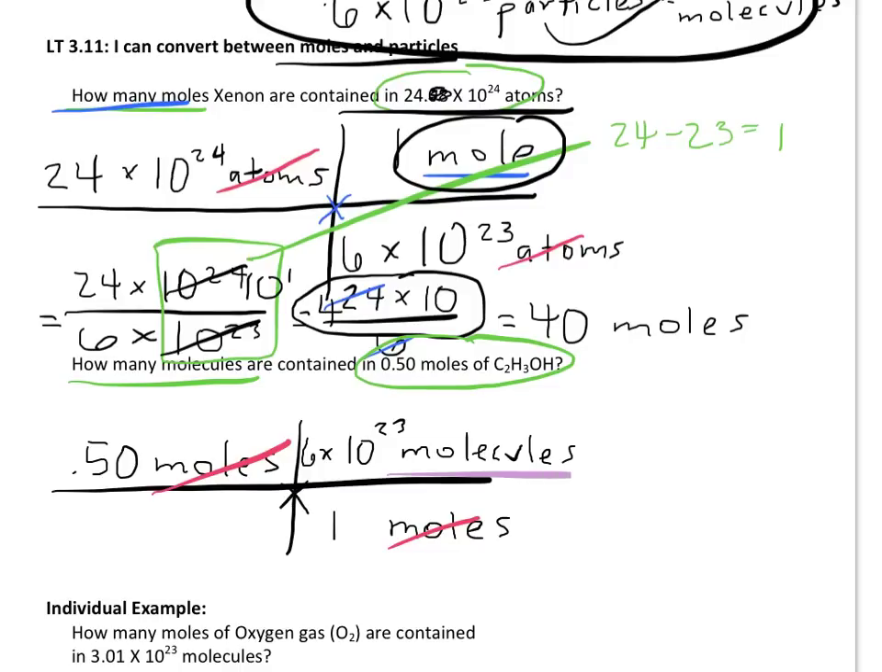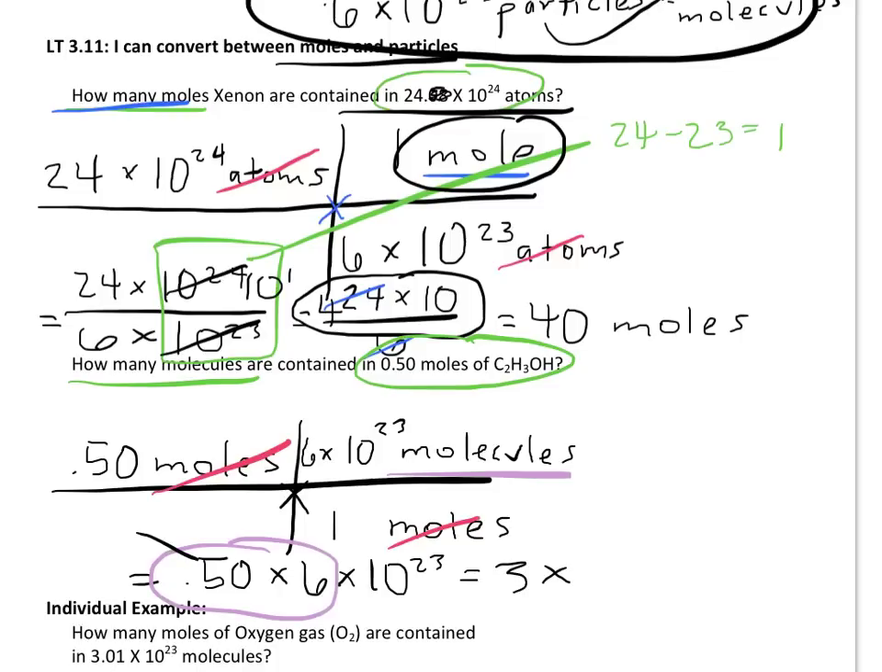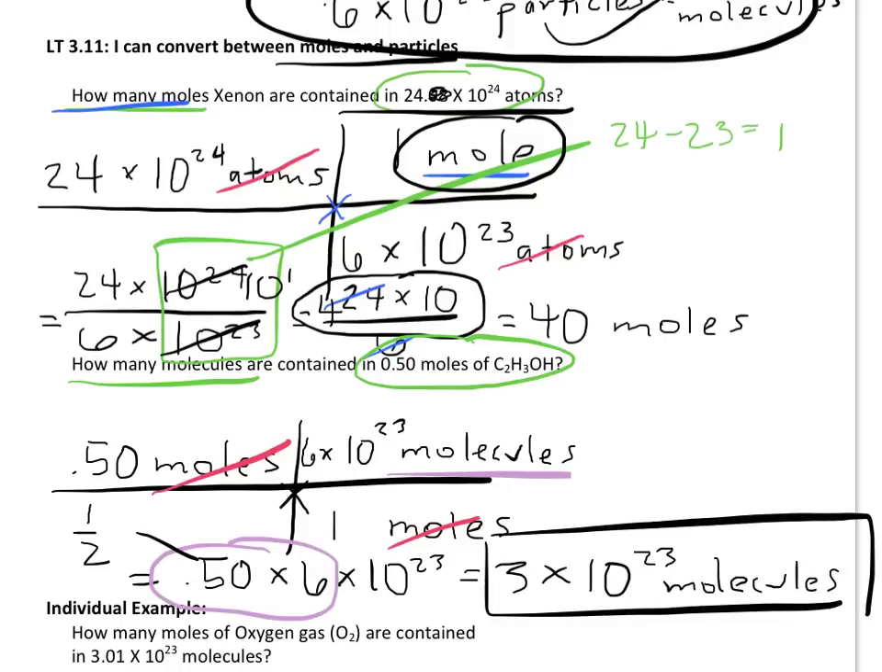And if we multiply across, we get 0.50 times 6 times 10 to the 23rd. And if we multiply these two numbers, 0.50 times 6 would just give us 3, since 0.50 is 1/2. So 3 times 10 to the 23rd molecules. And those are our two answers.